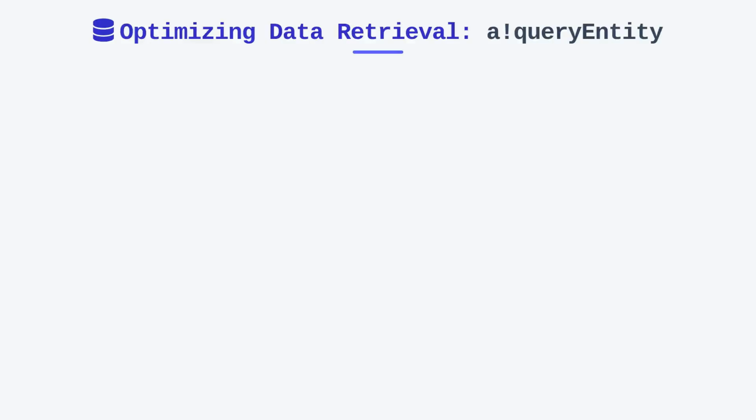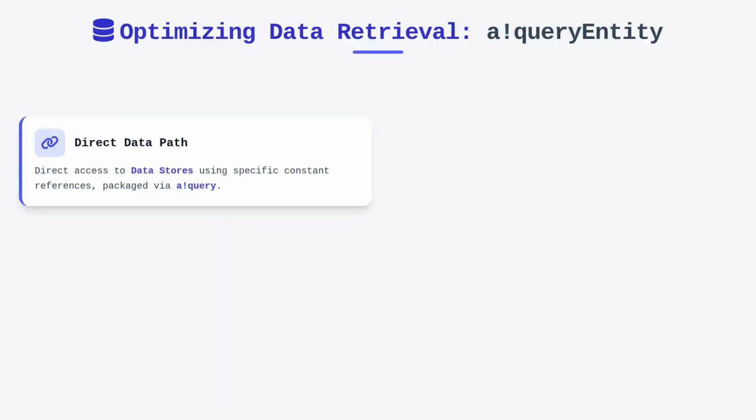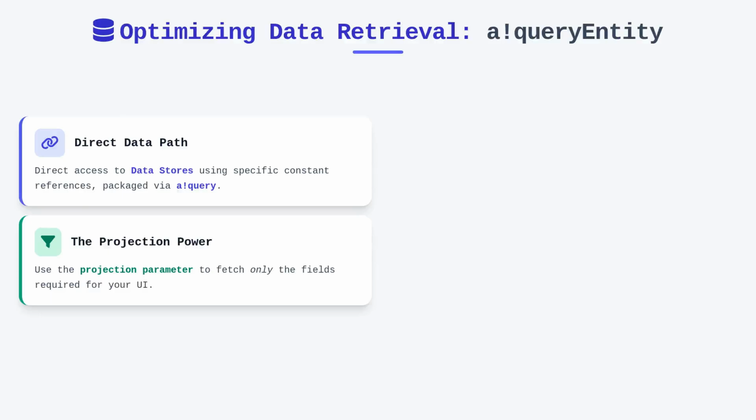On the other hand, a query entity provides a more direct path to data sources, traditionally through data stores, though its usage has evolved alongside the data fabric. You must reference a specific constant that points to your data store entity. The structure remains remarkably consistent with the record-based approach, utilizing a query to package your requests.